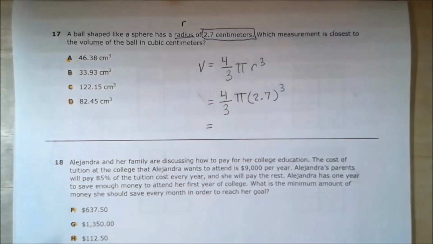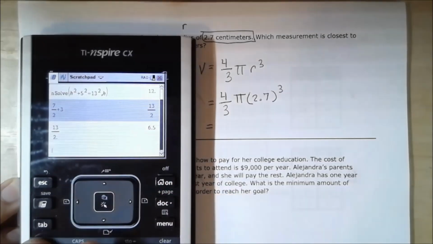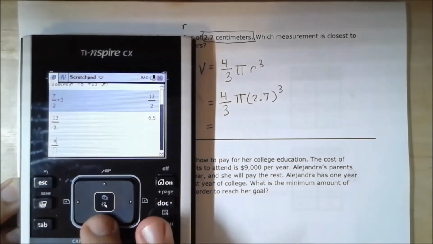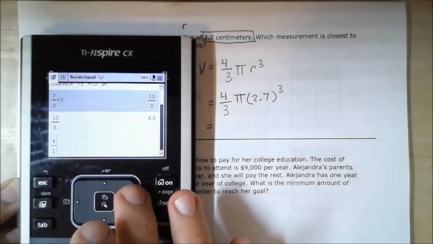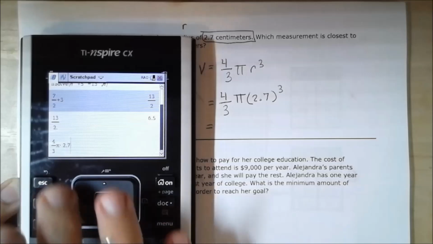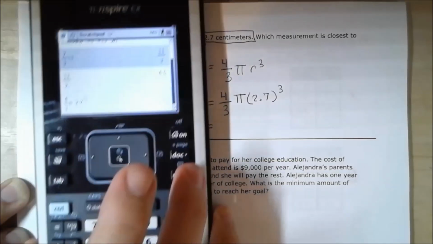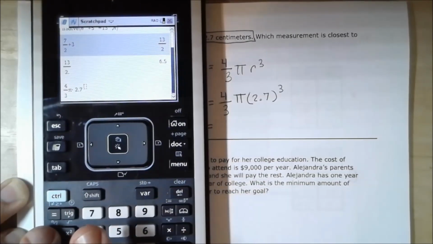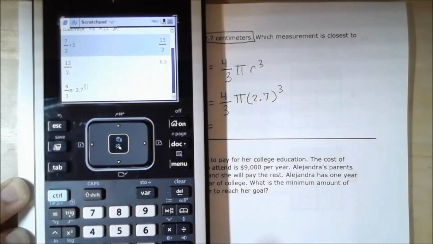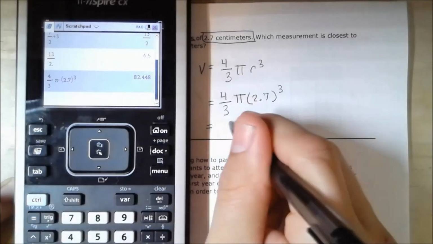We can put that in our calculator and see what we get. Put your fraction bar, and then we have 4 over 3. Make sure you click to the right one time to get outside of the denominator, and then it's going to be times pi times our radius, which is 2.7. You could put it in parentheses, or you could just put times. It's up to you, either way. And then hit the up arrow, the caret key, right? On our calculator, that up arrow gives you that box to put in your power. And then hit enter. And it's going to give us 82.448.